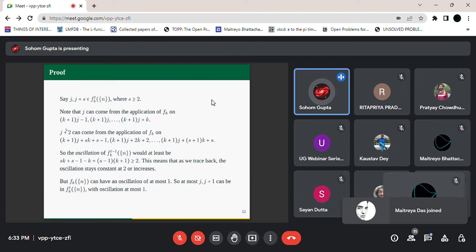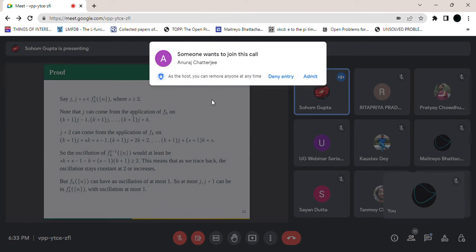Now, j plus s can come from the application of fk on these numbers. So instead of writing j here, I'm writing j plus s and expanding this. So these are the numbers. Now this is the smallest number from where j plus s can come, and this is the largest number from where j can come.